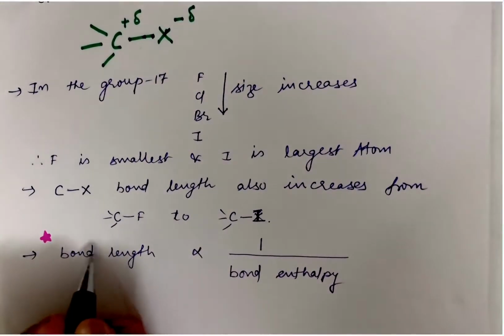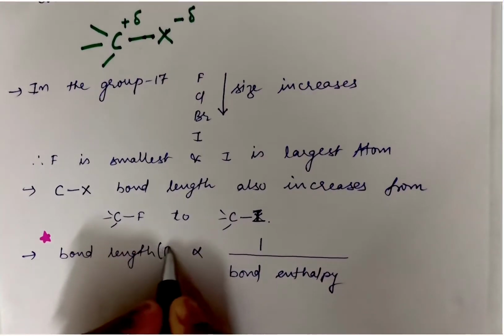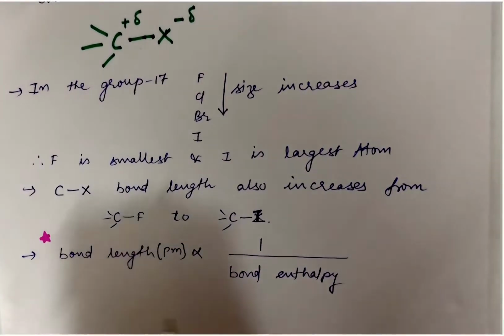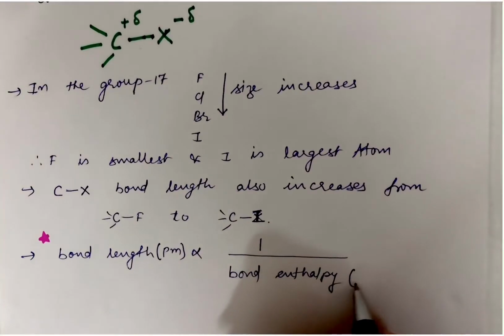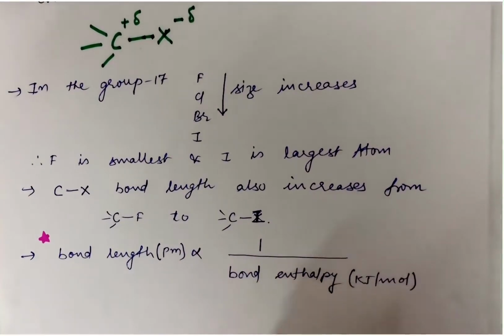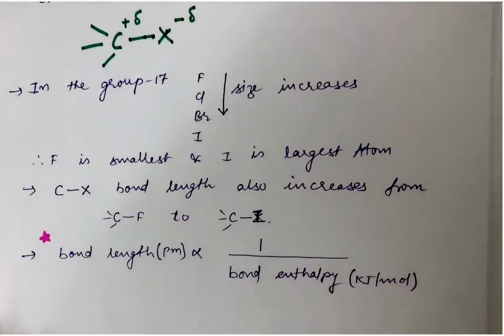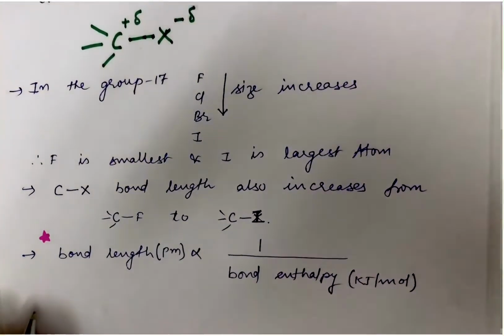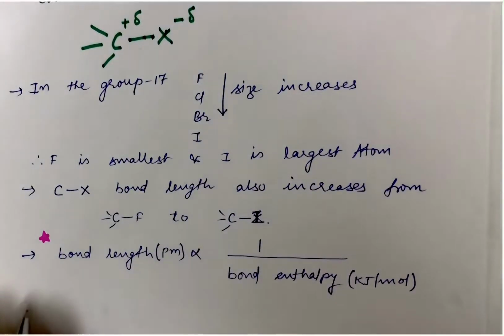Fine. Now students, usually bond length is measured in terms of picometers, and bond enthalpy you can measure in terms of kilojoules per mole. Okay, so this was one of the very important concepts or relations which you were supposed to know.